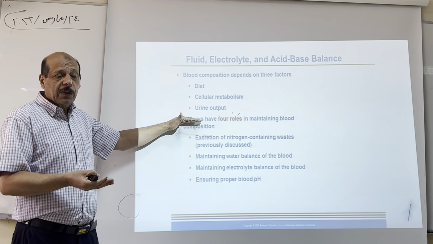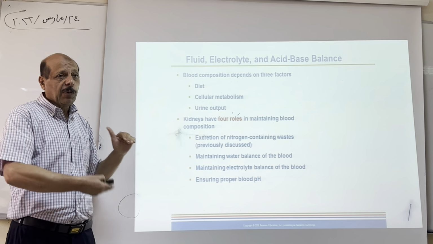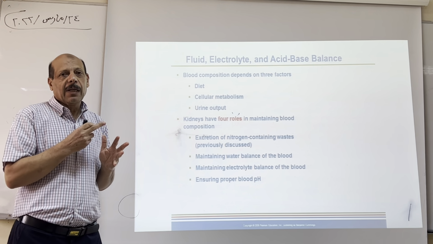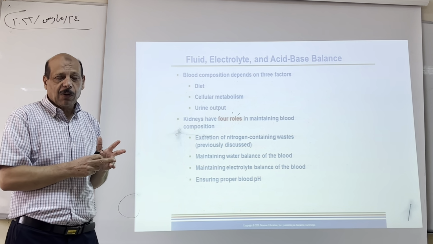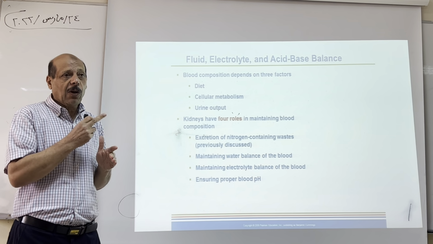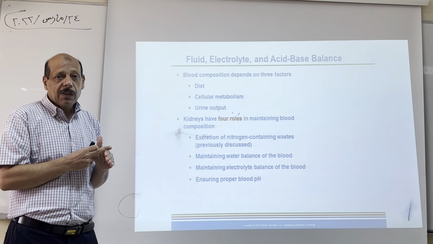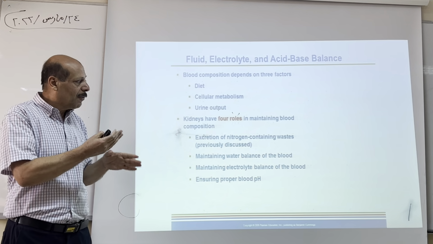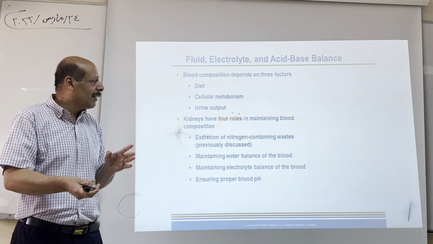The urine output also takes with it the nitrogen excretion and also water and electrolytes and also hydrogen, because the urine is mostly acidic. So maintenance of the acidity is by the kidney.